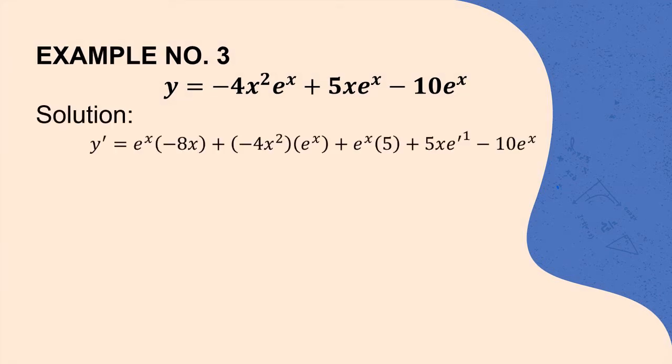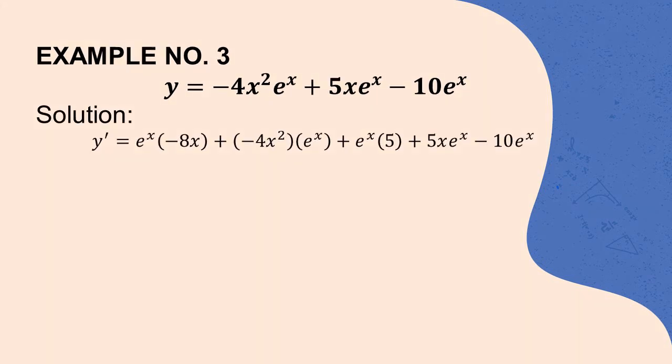Example number 3, we have y equals negative 4x squared e to the x plus 5x e to the x minus 10 e to the x. And for the solution, we have y prime equals e to the x times negative 8x plus quantity negative 4x squared times e to the x plus e to the x times 5 plus 5x e to the x minus 10 e to the x.